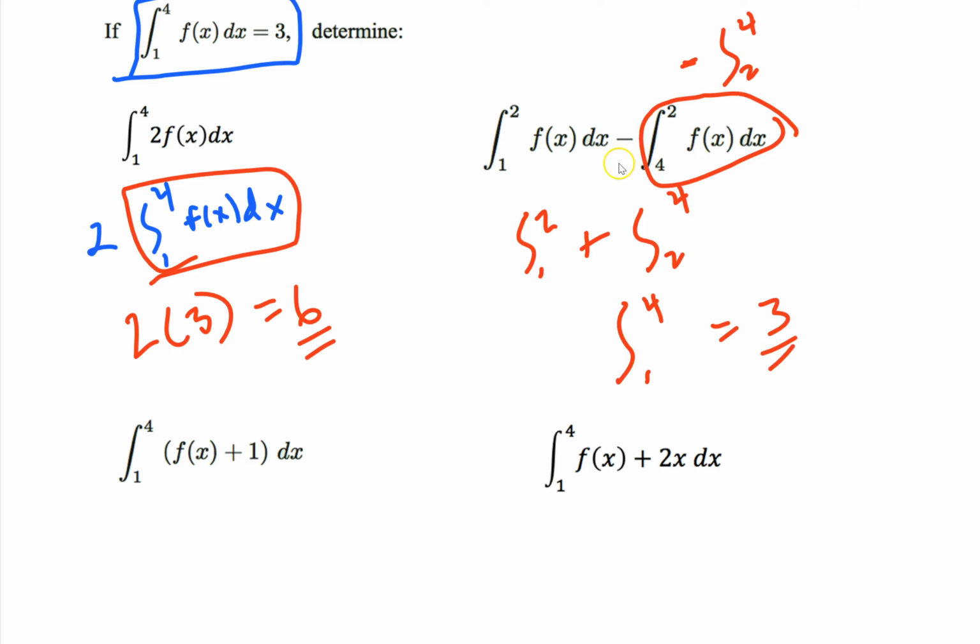So the answer to all this is just 3. Once you flip it, you get positive 2 to 4. Well, now you can connect them because these two matching, you're just adding areas. This area plus that area equals the whole area. And 1 to 4 is just 3.